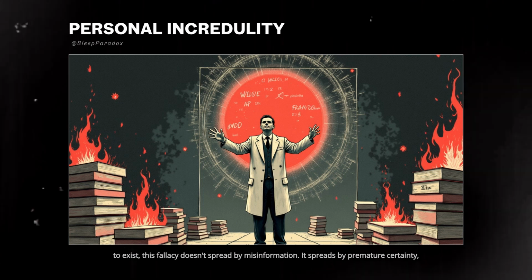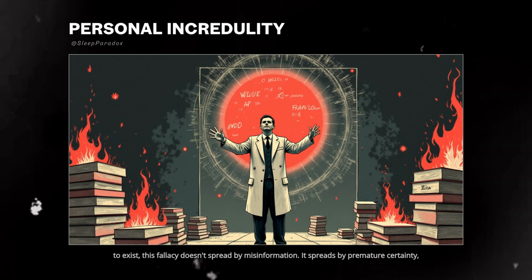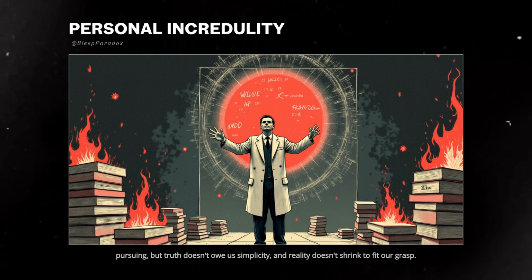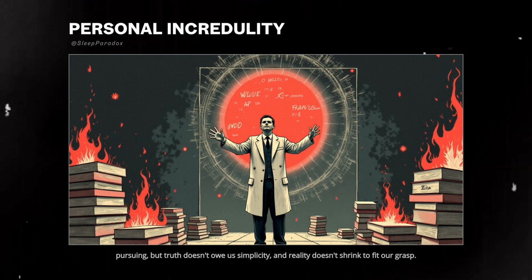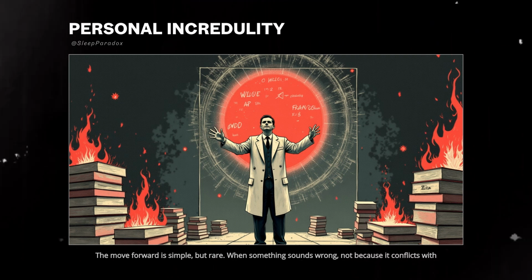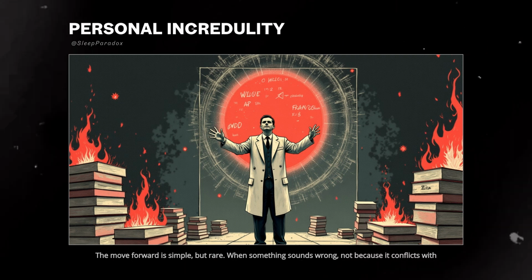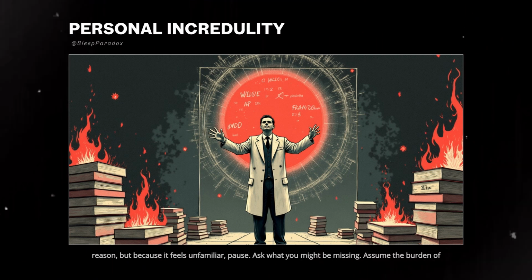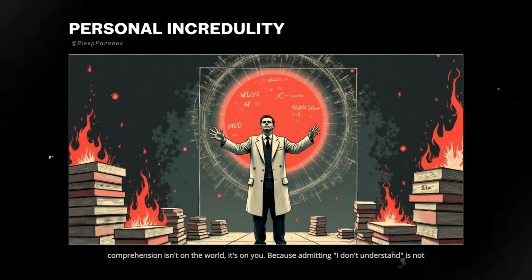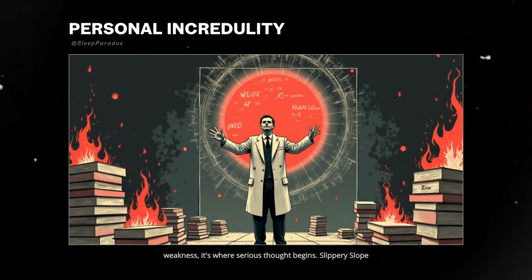This fallacy doesn't spread by misinformation. It spreads by premature certainty, a kind of intellectual impatience. The idea that understanding should be instant or not worth pursuing. But truth doesn't owe us simplicity, and reality doesn't shrink to fit our grasp. The move forward is simple, but rare. When something sounds wrong, not because it conflicts with reason, but because it feels unfamiliar, pause. Ask what you might be missing. Assume the burden of comprehension isn't on the world, it's on you. Because admitting, "I don't understand," is not weakness. It's where serious thought begins.